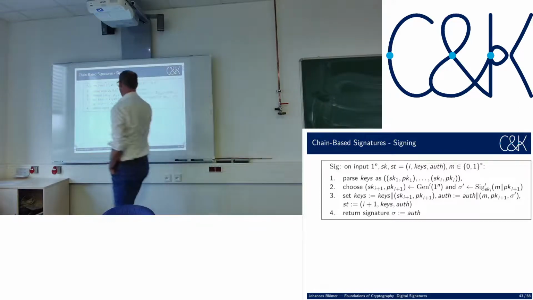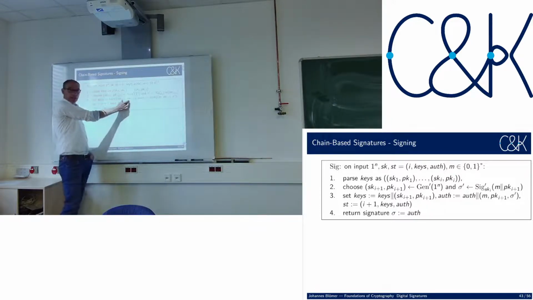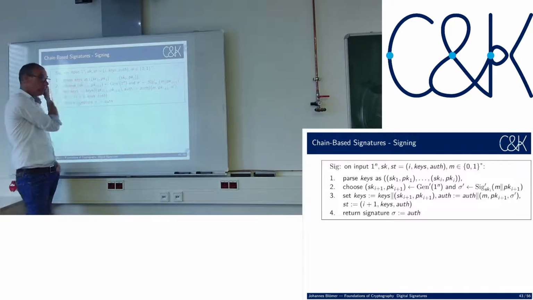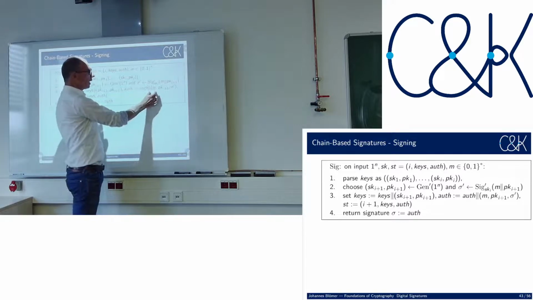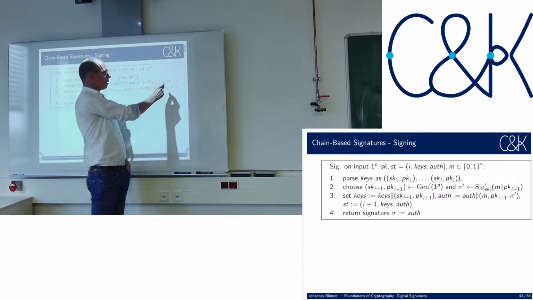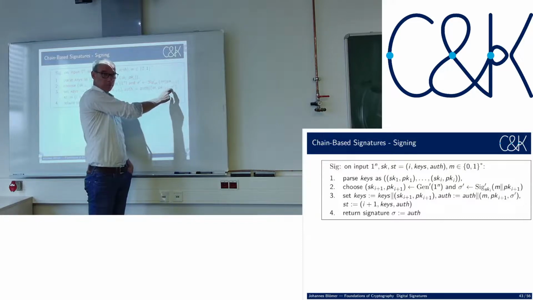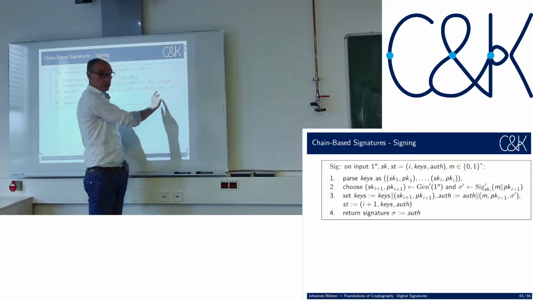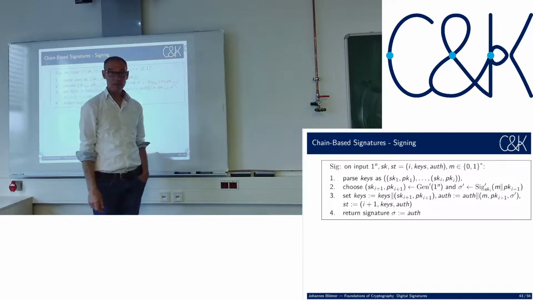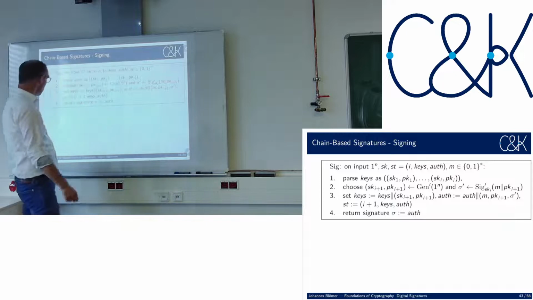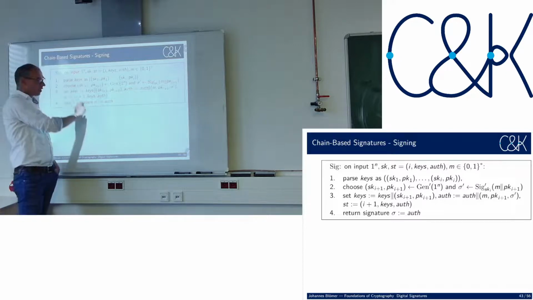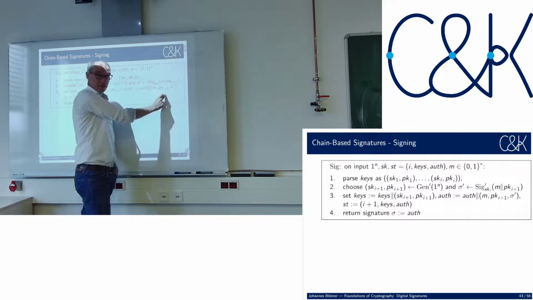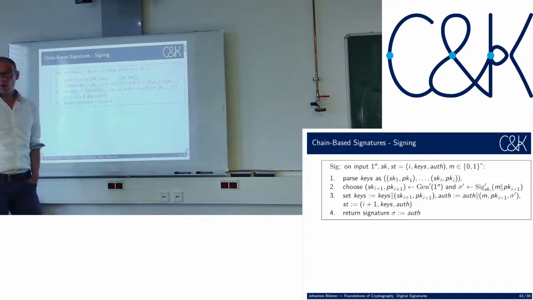And then you said the list of keys is you concatenate the new pair that you generated. The authentication list consists of the old one, and you concatenate M, PK_i+1, sigma prime. The sigma prime authenticates all these things. And the real signature consists of this stuff here, the new authentication list.